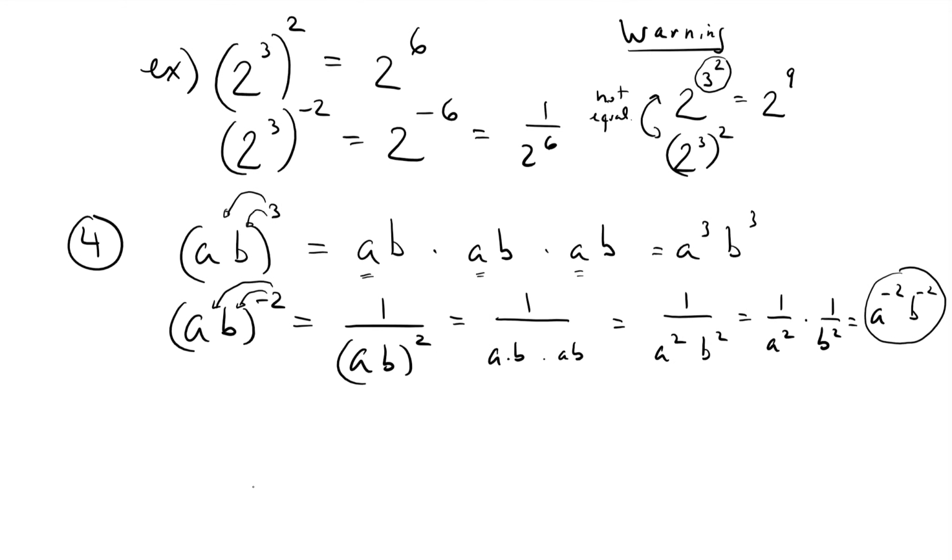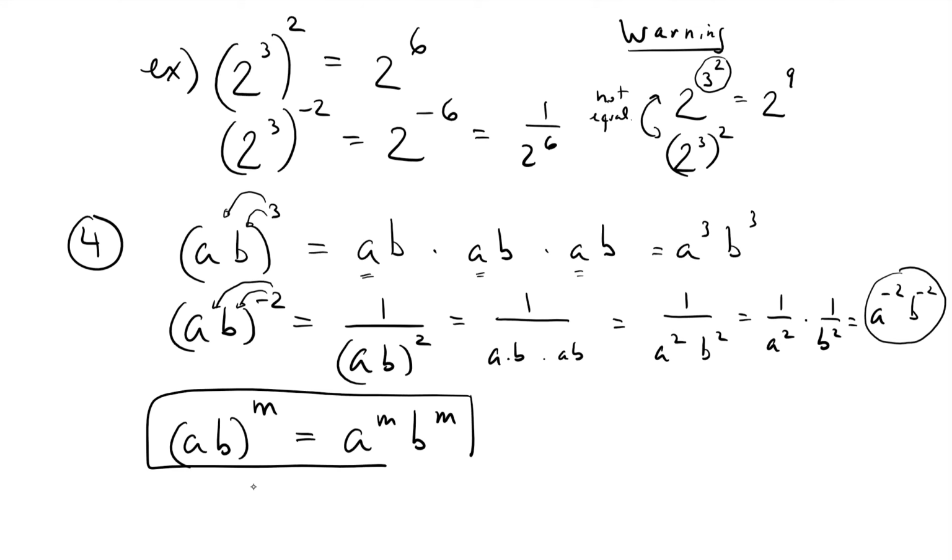So overall, you could say that A to the M, even if M is a negative value, is going to work. That's the same as A to the M times B to the M. You can distribute that M over the factors that you find in the base.